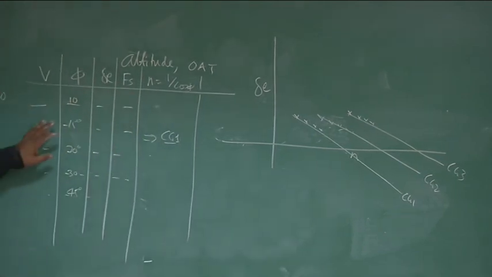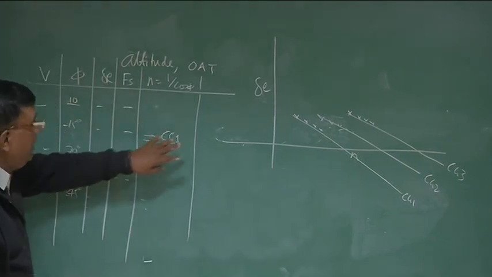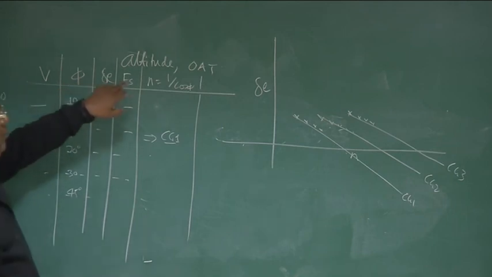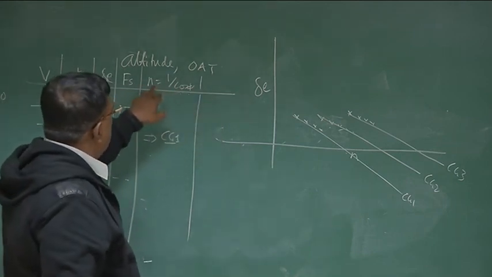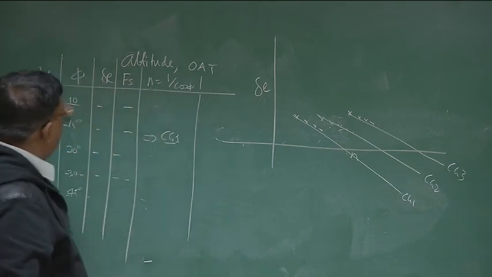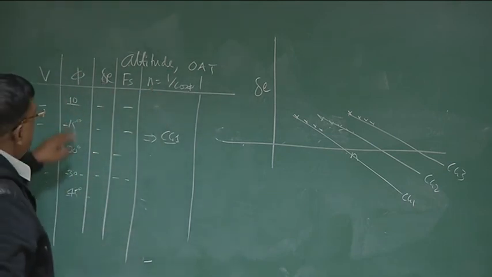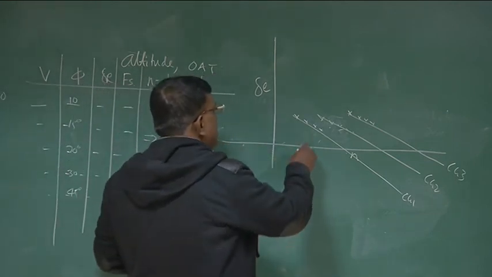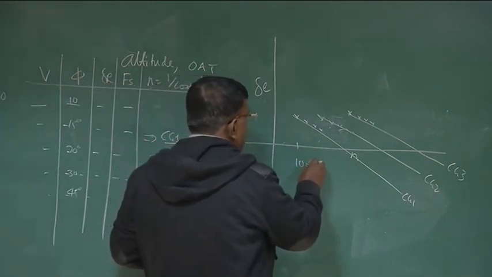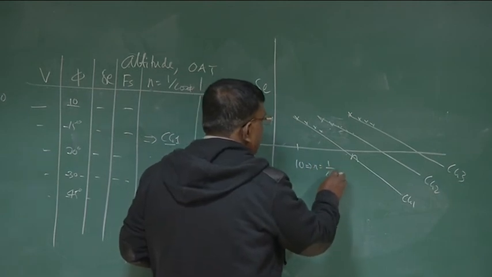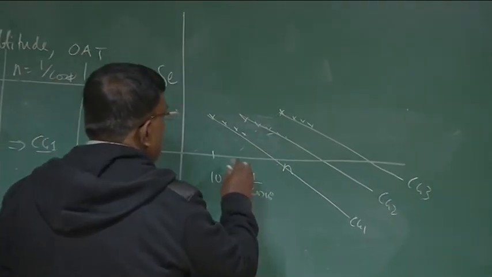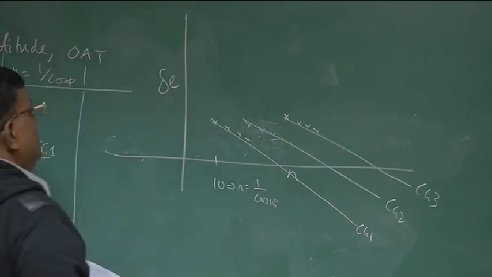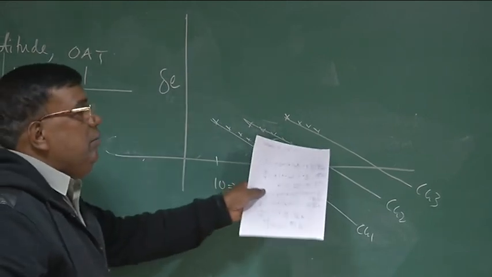For the CG1 combination, one flight, what is the delta E I measured, I put it here, and what is the load factor I am getting because of different bank angle. For 10 degree, some delta E. So for 10 degree, n equal to 1 by cos of 10 degree. So I know the n and what is delta E required. Accordingly, I am plotting them. For different CG, I plot like this.